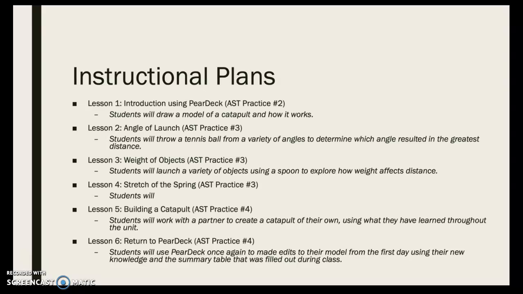And then lesson 6, I'm going to go back to Pear Deck, and they will look at their models from the beginning of the unit to make edits to kind of figure out why that model wouldn't have worked or would have worked.